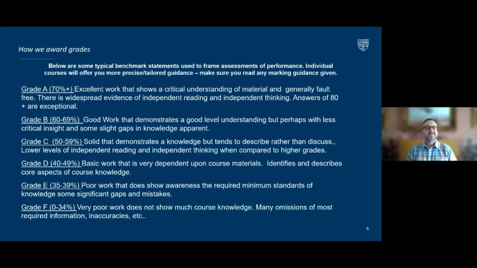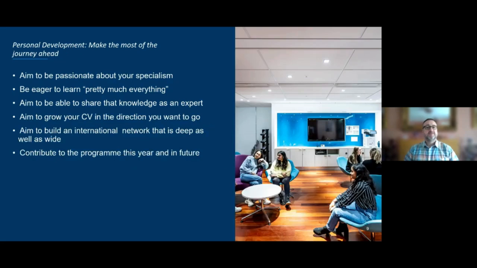Okay, Hannah. Thank you. So yes, personal development. Obviously, what we want you to do is to be not just good learners, but independent learners, researchers, and also practitioners of the future. We want you to be passionate about whatever it is that you do. That goes without saying, and hopefully you'll find that the people you work with who are employed by the university are very passionate about what they do as well. We want you to be eager to learn, as it says there, pretty much everything.